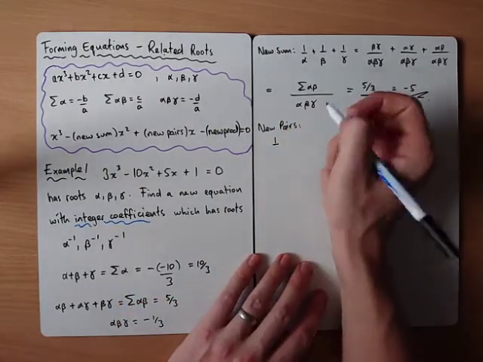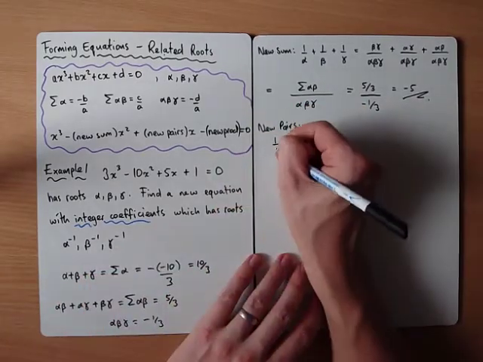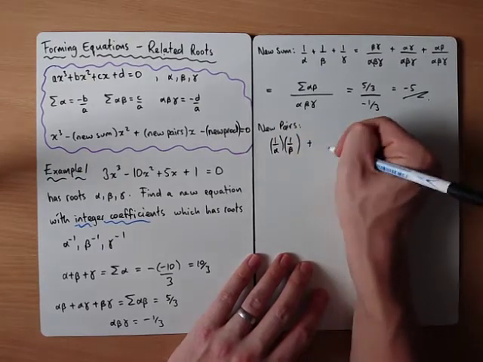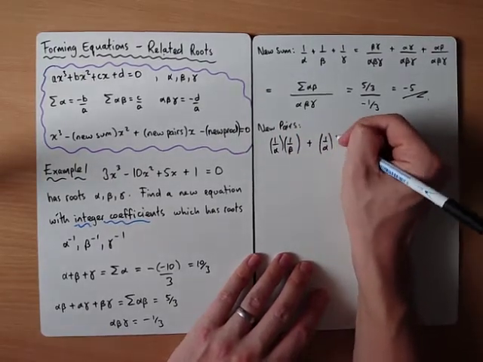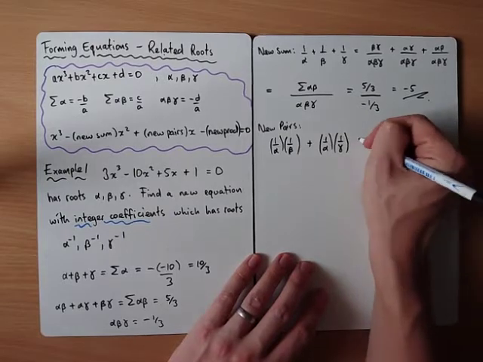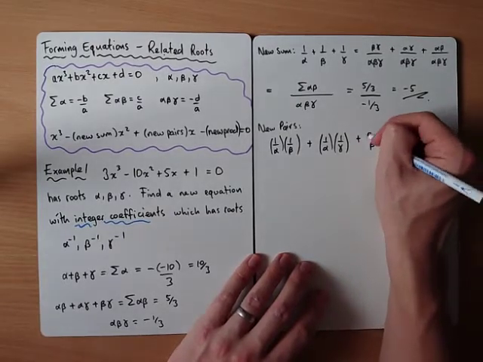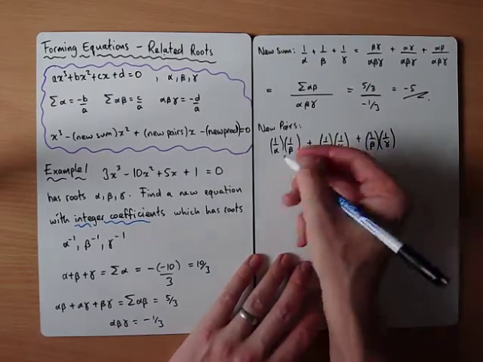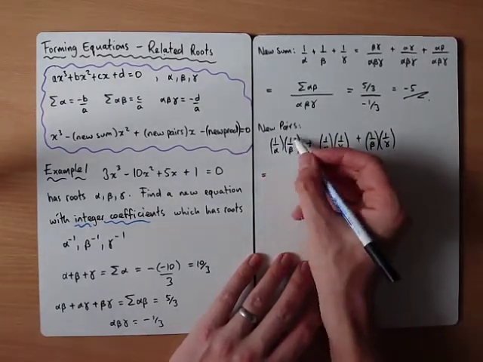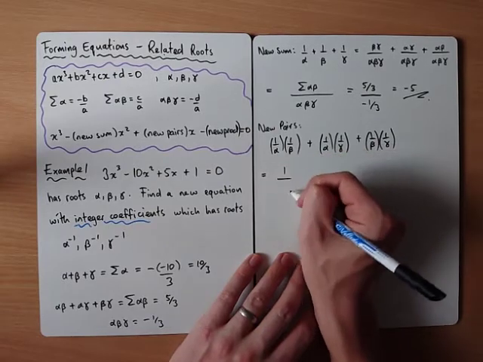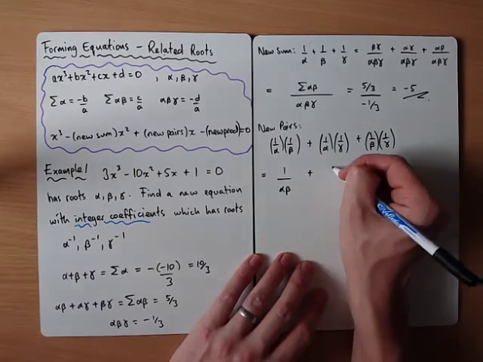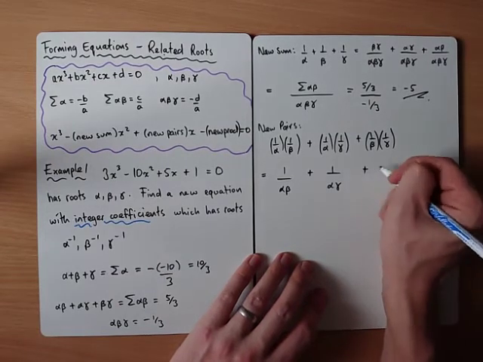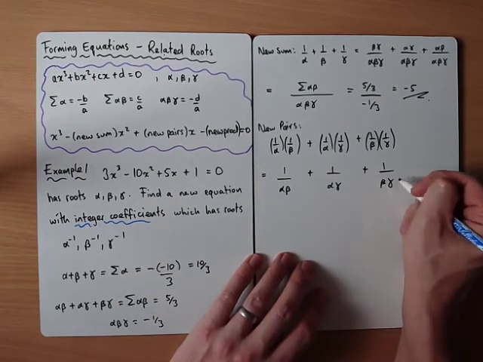We've got 1 over alpha times by 1 over beta plus 1 over alpha times by 1 over gamma and plus 1 over beta times by 1 over gamma. So think about it, the way that we multiply fractions, multiply the tops, multiply the bottoms. So we've got 1 over alpha beta plus 1 over alpha gamma plus 1 over beta gamma.